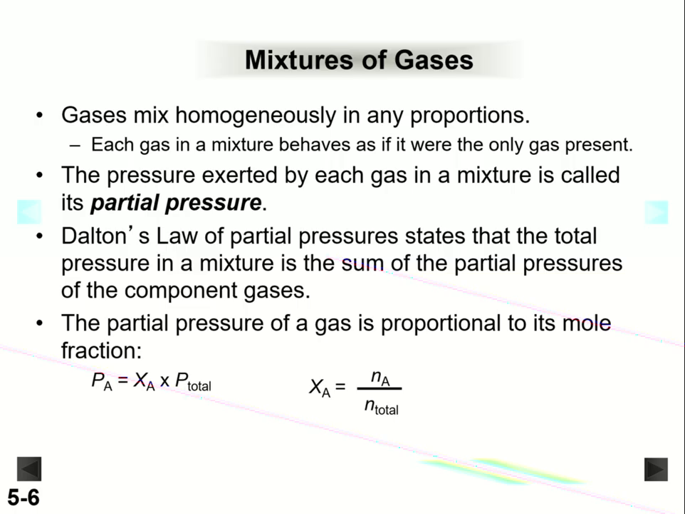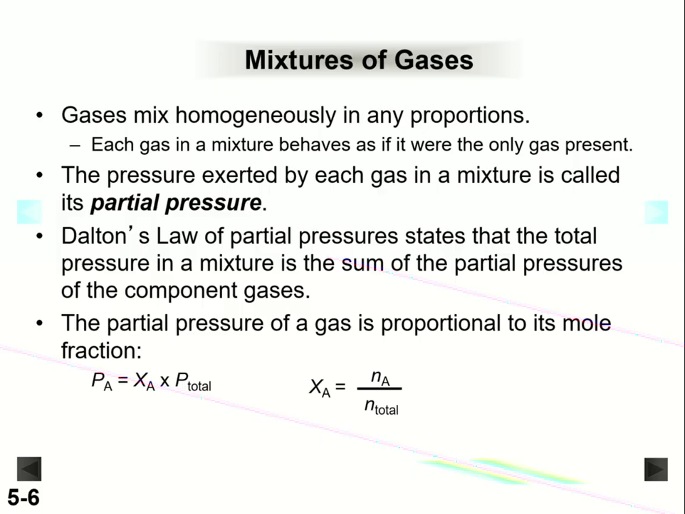When we have mixtures of gases, they behave quite simply. Gases mix homogeneously in any proportions. So unlike oil and vinegar, where we get a phase separation, or any of a variety of other liquids, gases mix nicely and uniformly. And then each gas behaves as if it's the only gas present. So each gas will exert what we call a partial pressure.